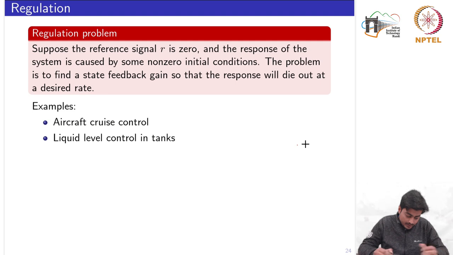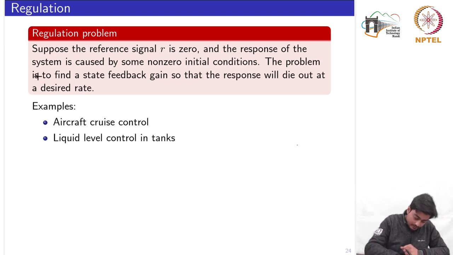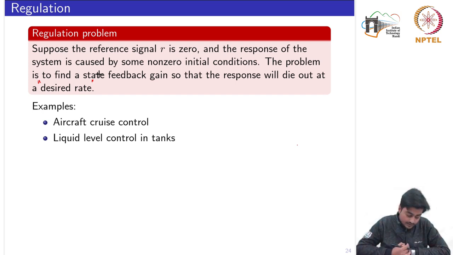So the regulation problem deals with the fact that suppose the reference signal R is 0 and the response of the system is caused by some non-zero initial conditions. The problem is to find a state feedback gain so that the response will die out at a desired rate. Now this computation of the desired rate basically consists of defining the control objective, which you can define in terms of the eigenvalues, that is, where you want the eigenvalues of the closed loop system to be placed.